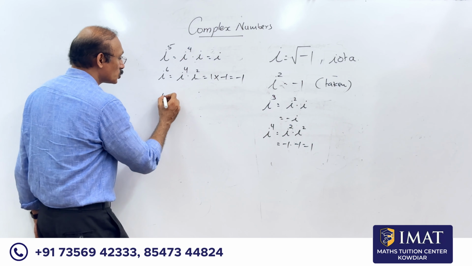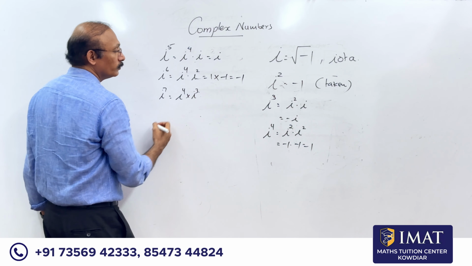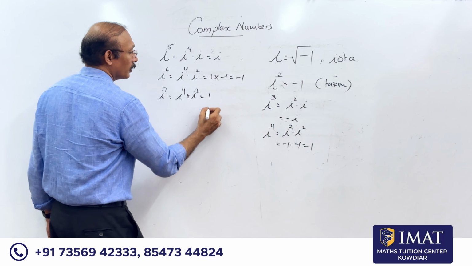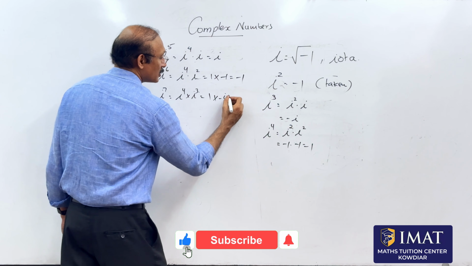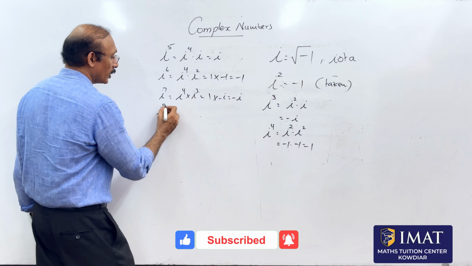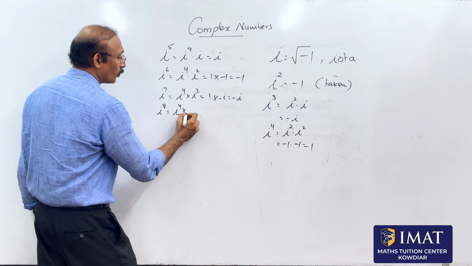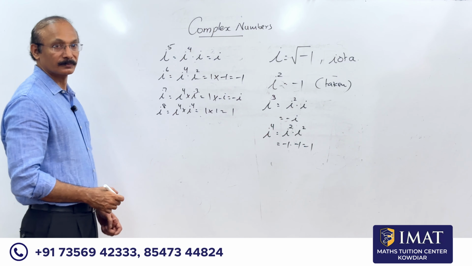What about i^7? i^7 is i^4 into i cubed. i^4 is 1, into, what is i cubed? See, i cubed is minus i, so the answer is minus i. What about i^8? i^8 is i^4 into i^4, which is 1 into 1, so the answer is 1.